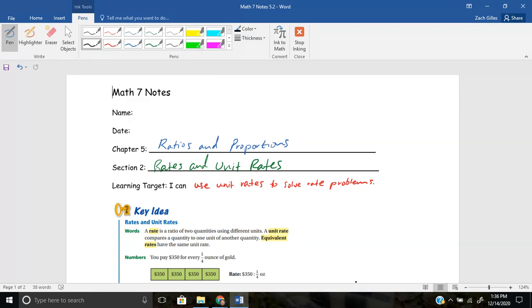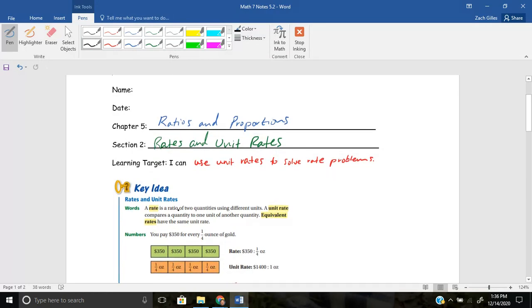Today your learning target is I can use unit rates to solve rate problems. So right away we're going to talk about what a rate and what a unit rate is. Okay. So first, a rate is a ratio of two quantities using different units.